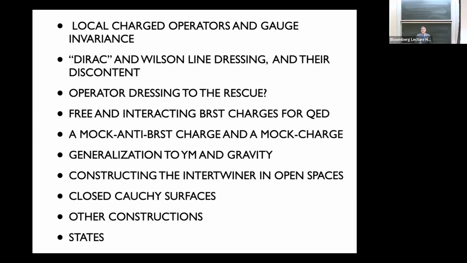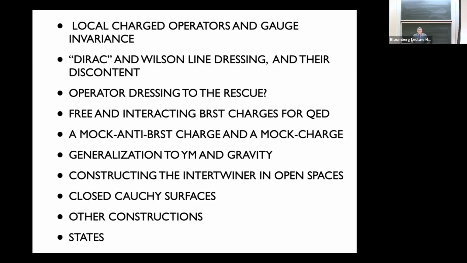So here is the plan. I will just remind you of the problem with local charged operators and gauge invariance. I will give you an example of how gauge invariant operators are constructed, starting with the simplest case, QED in Minkowski space. I will say why I think that this is not ideal and propose a possible improvement, done by trying to extend operator dressing to states that are initially not gauge invariant. And I will, of course, tell you what all these things mean.